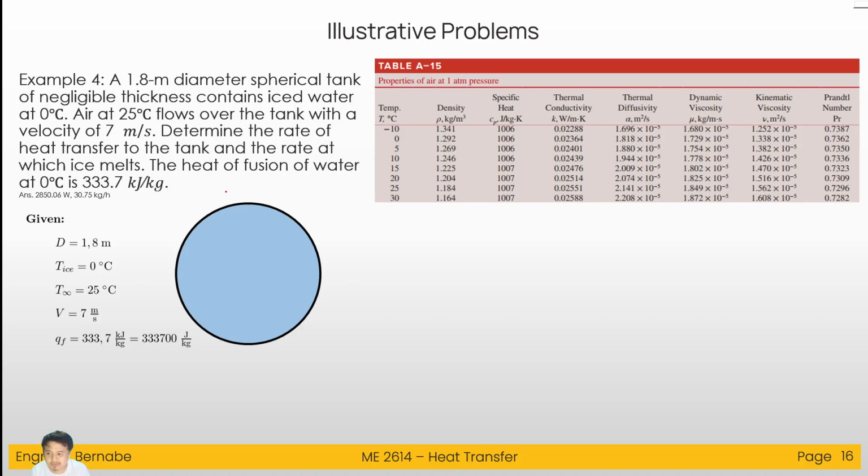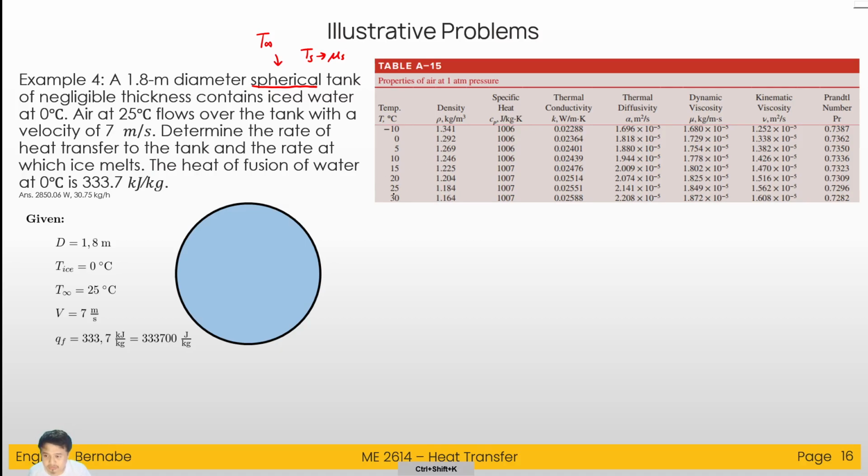So we need to find first the Q, no? To find the Q, we need the h. To find the h, we need the Nusselt number. To find the Nusselt number, we need the Reynolds number, the Prandtl number, and every other property, no? So remember that for a spherical tank or any sphere in convection, the properties are evaluated at the infinity, except for dynamic viscosity. For dynamic viscosity, you need the surface temperature.